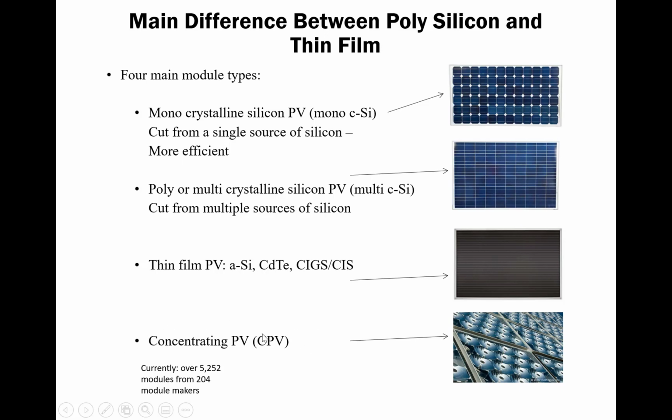Now, I think we'll talk primarily about 3 types. We won't talk much about concentrating photovoltaic. We'll talk about 2 different kinds of silicon. One, monosilicon, which is just made from the same source of silicon, and apparently that's the most efficient.